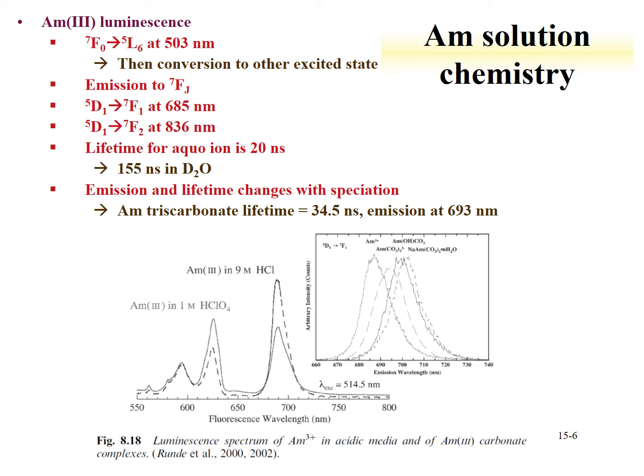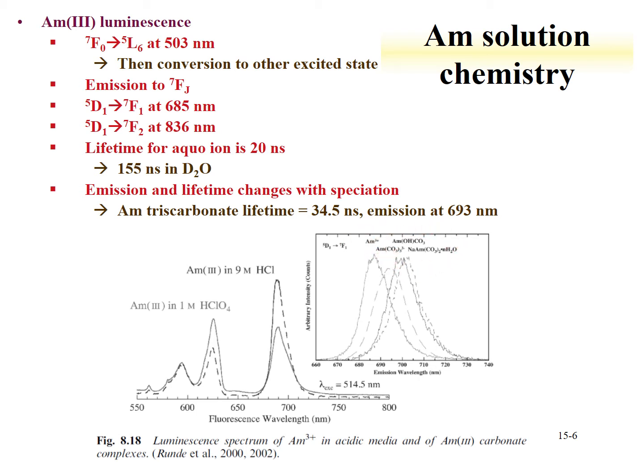This is one of the routes for evaluating the coordination number of water around the metal center. For this case, it was performed with americium on luminescence. This is also done with lanthanide systems. And the emission and lifetime change with speciation. So this fluorescence property is a tool for evaluating chemical forms. With water, the lifetime is 20 nanoseconds. With D2O, it's 155 nanoseconds.